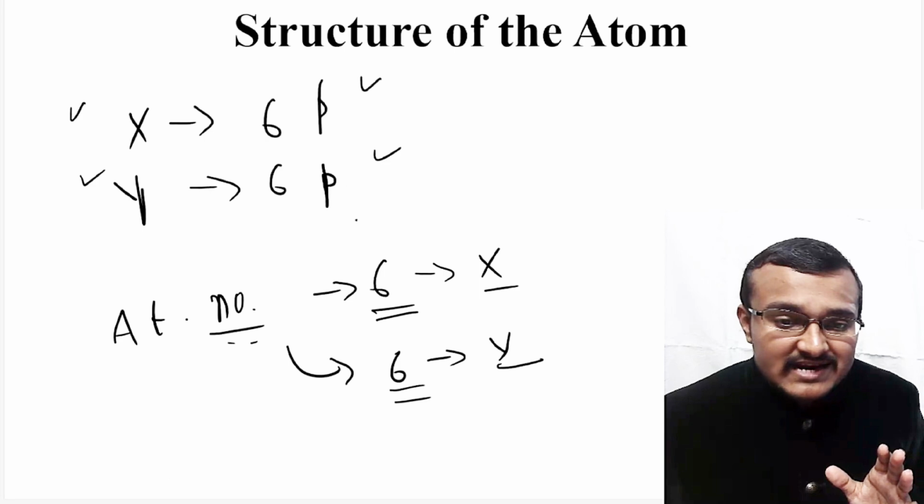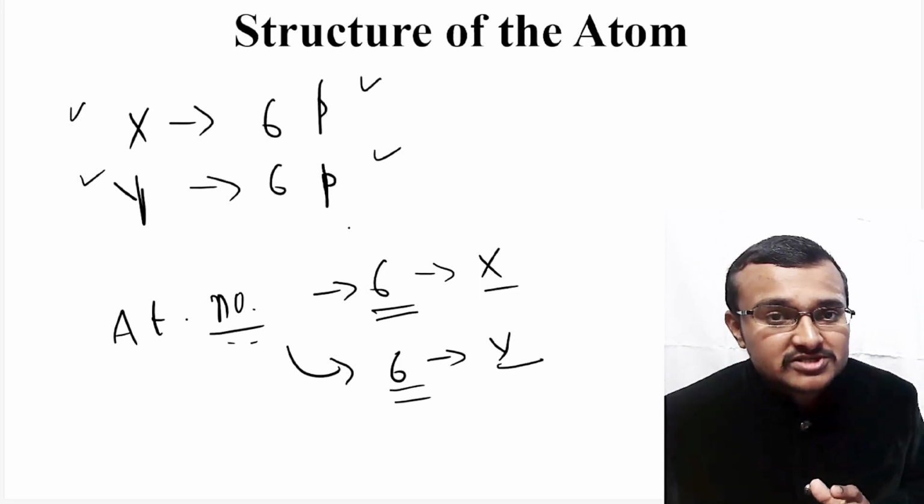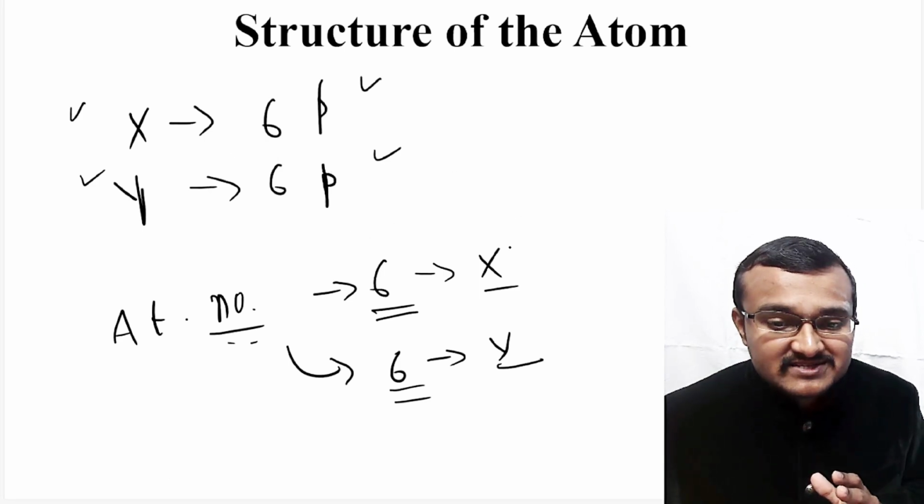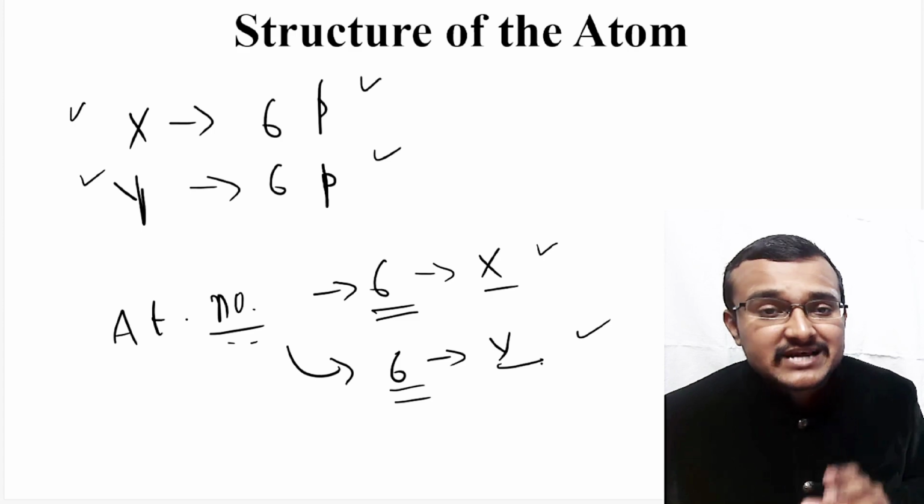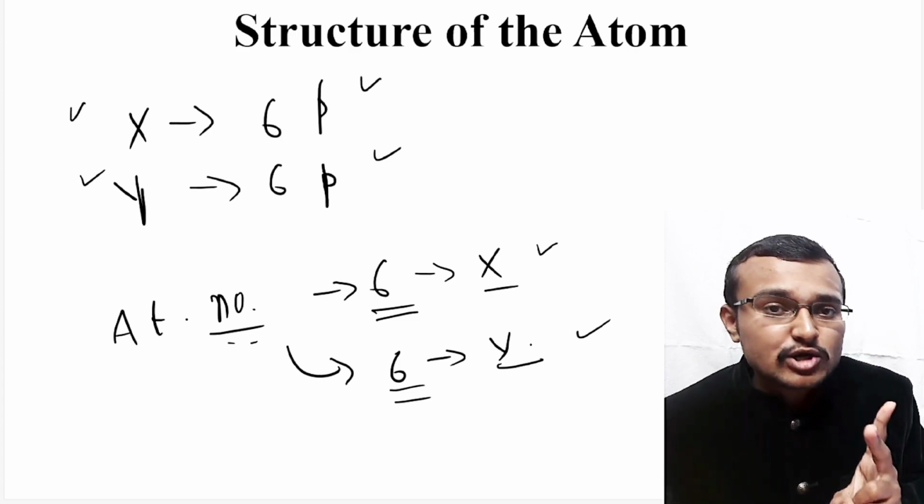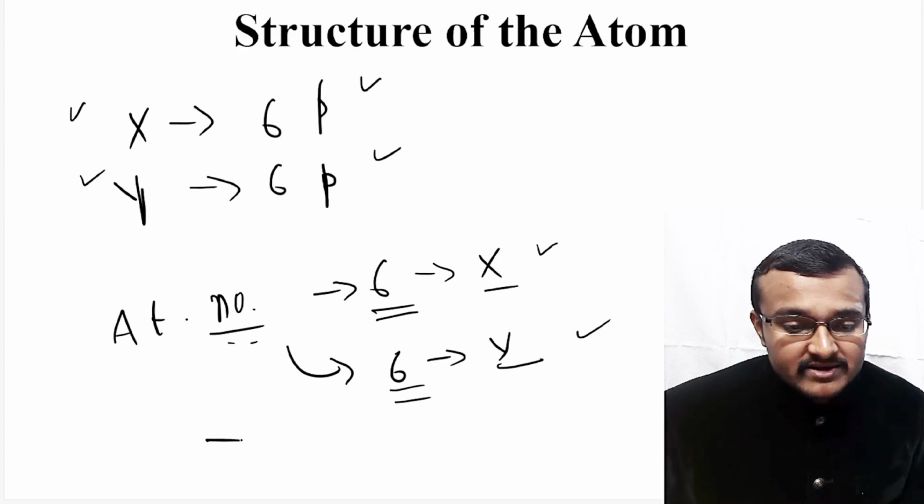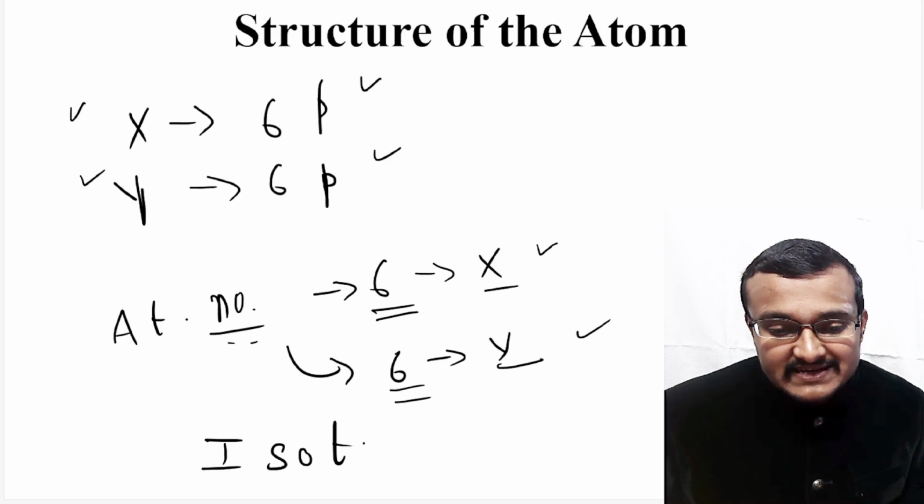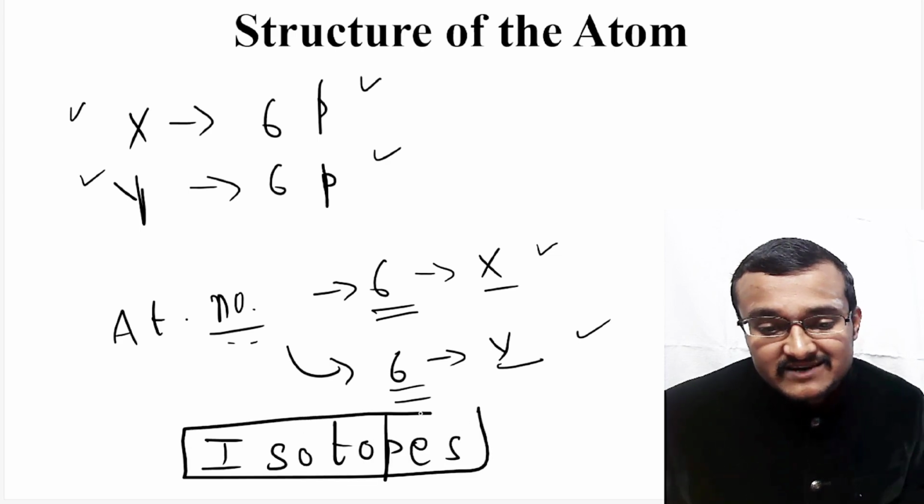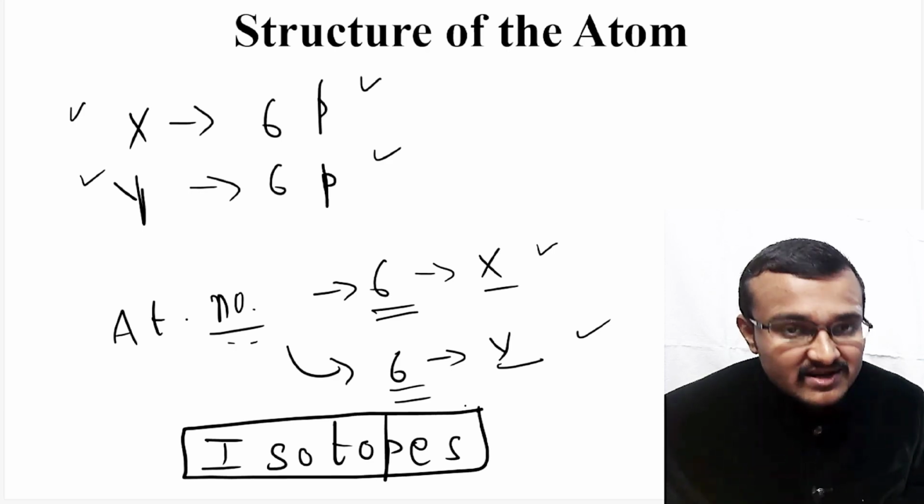When you consider atomic number, both have 6 protons. So that's why the atomic number of both atomic species is 6 and 6. So both have the same atomic number but different atomic mass number. Hence the relationship between X and Y is isotopes. So X and Y are isotopes of a particular element.